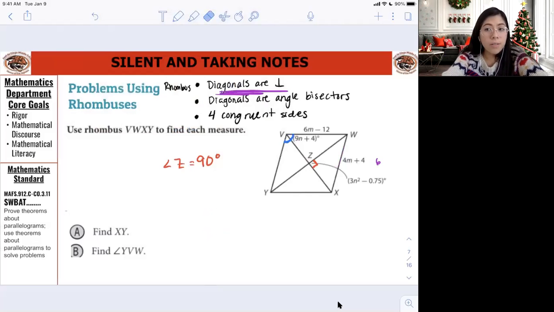But I do know, you guys are focusing on the wrong thing. I do know angle Z is 90 degrees. That's a really big hint, you guys. There's something we can do. Again, Jalen, if 9n plus 4 was 90 degrees, that thing would be a square. It is not a square.